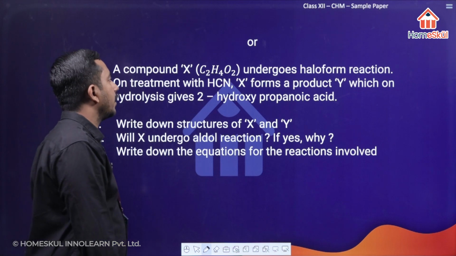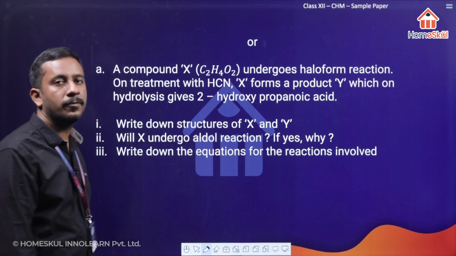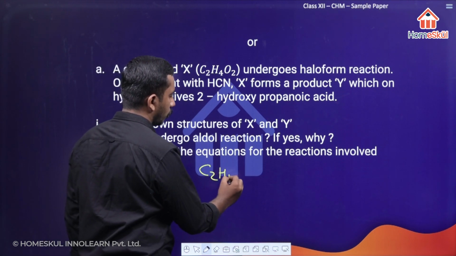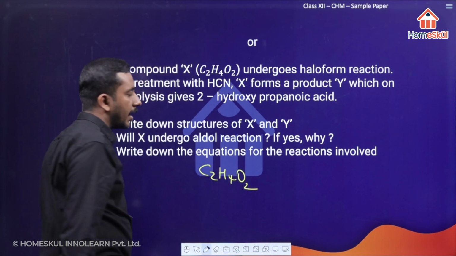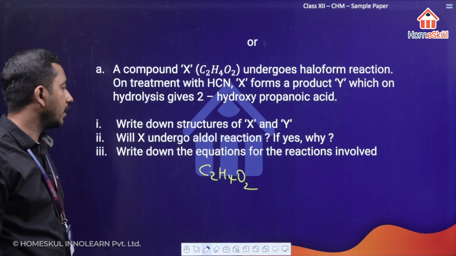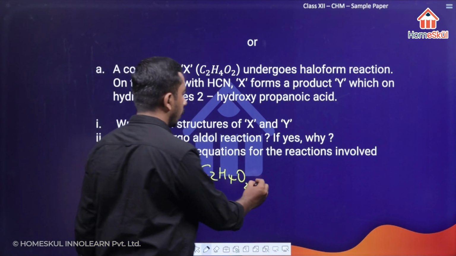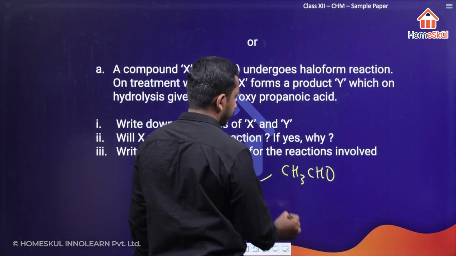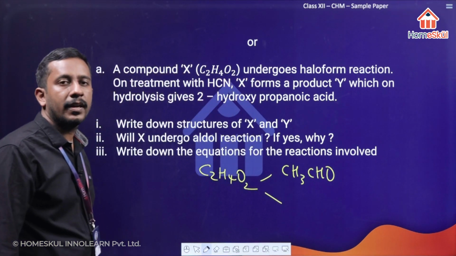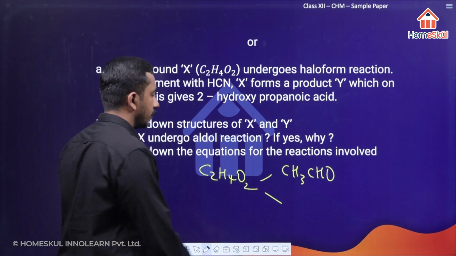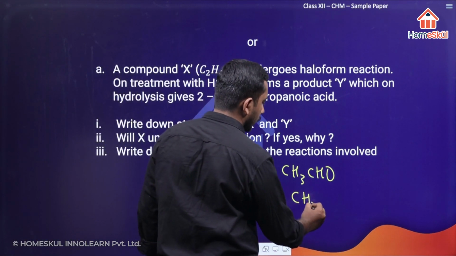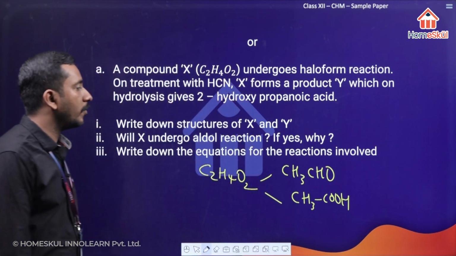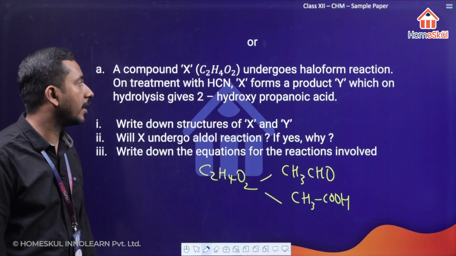If we take a look at the molecular formula, this is C2H4O2. The molecular formula C2H4O2 means that it can either be an aldehyde or a carboxylic acid. So this molecular formula can either be CH3CHO, ethanaldehyde, or it can be a carboxylic acid, which is CH3COOH. So we have to determine whether the compound is going to be an aldehyde or a carboxylic acid.